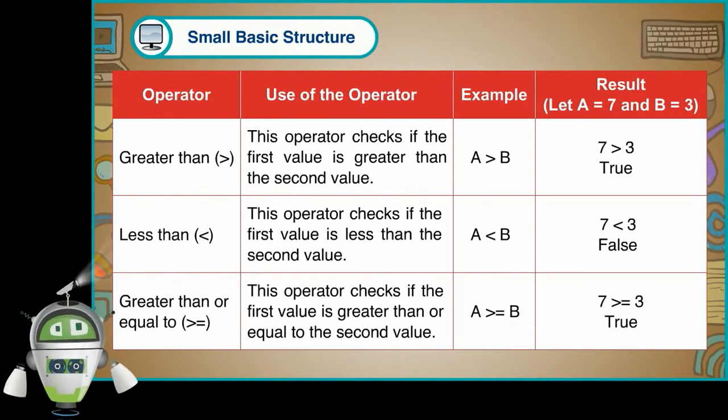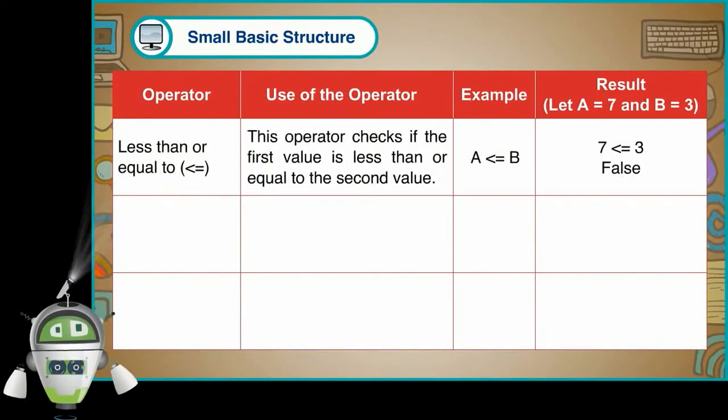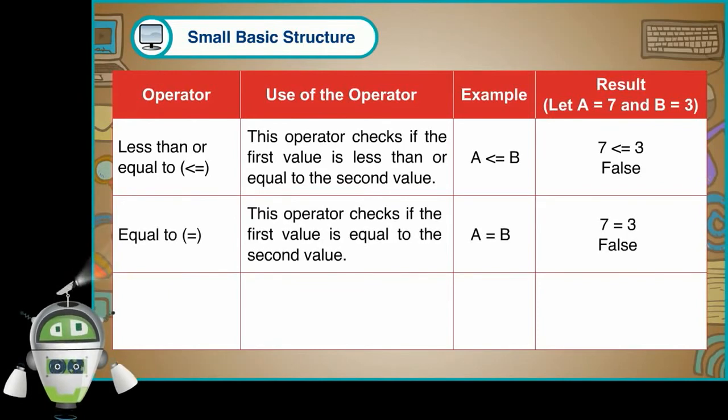Greater than or equal to. This operator checks if the first value is greater than or equal to the second value. A is greater than or equal to B, 7 is greater than or equal to 3, true. Less than or equal to. This operator checks if the first value is less than or equal to the second value. A is less than or equal to B, 7 is less than or equal to 3.